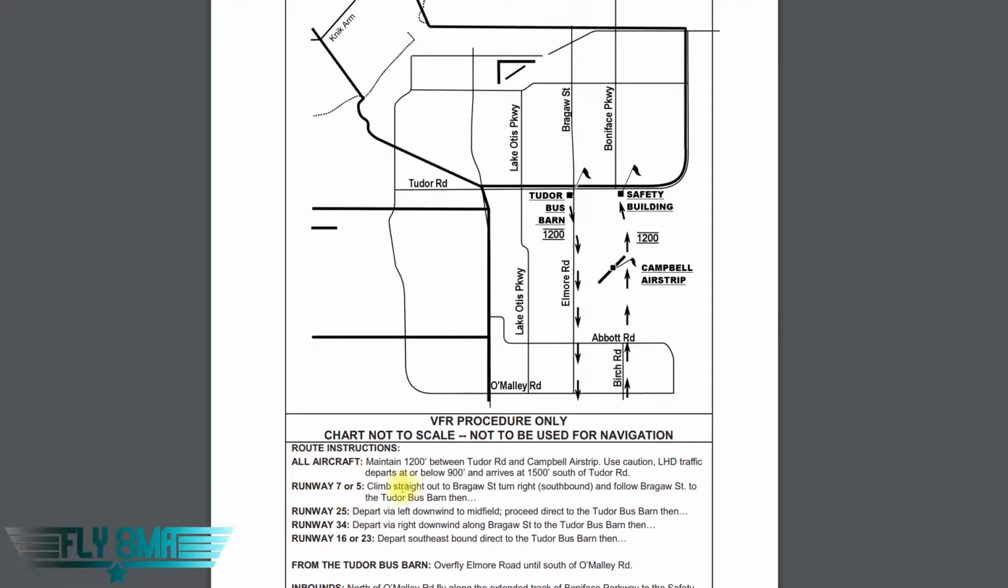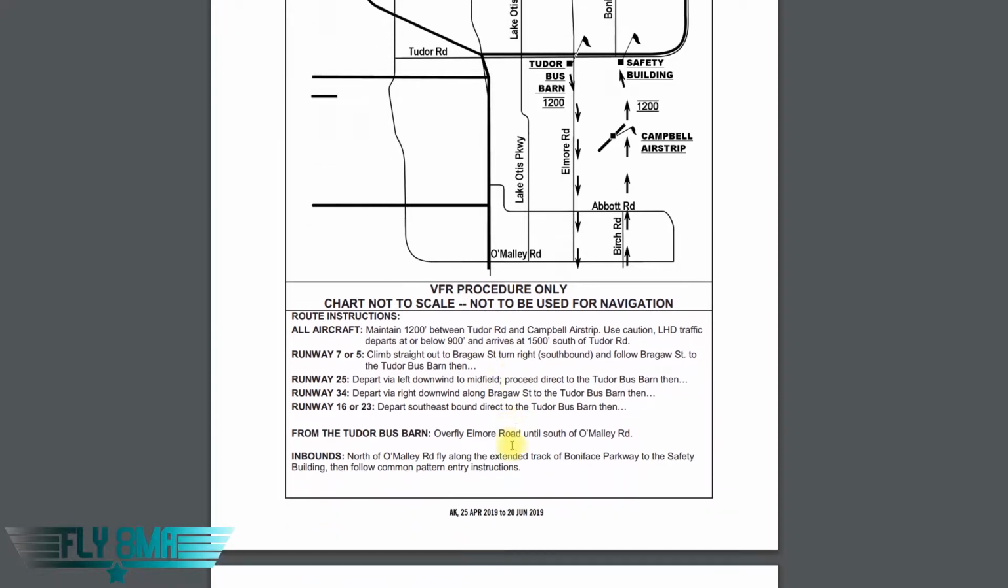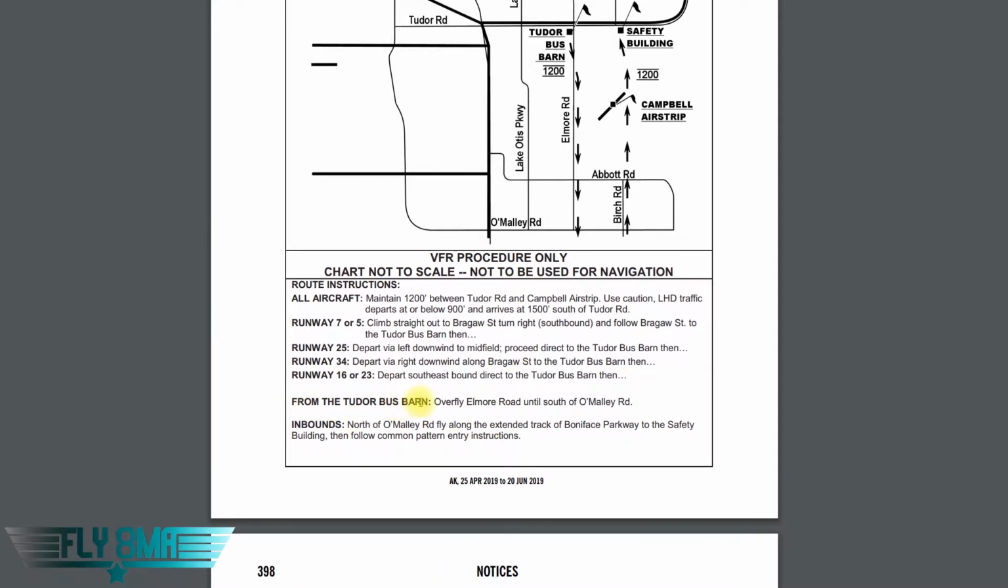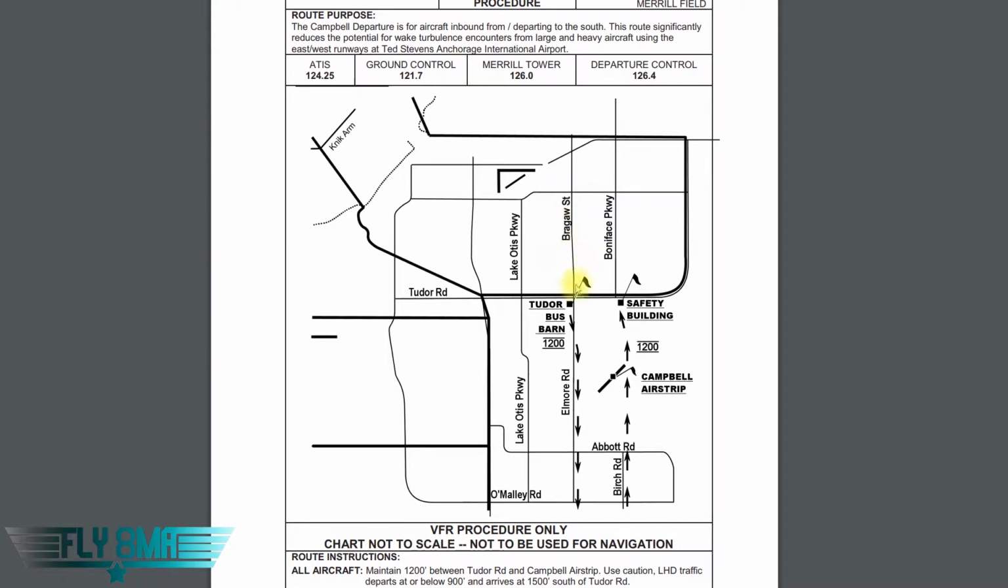So we're going to say, okay, we need to climb straight out to Braga Street and then turn right. So we're going to take off runway 7, hit Braga Street, and hopefully I'm saying that right. Make that right turn, follow it on down towards the Tudor bus barn, and then we have to come down here and see what to do from the Tudor bus barn, overfly Elmore Road until south of O'Malley Road. So we have Braga Street, Tudor bus barn.